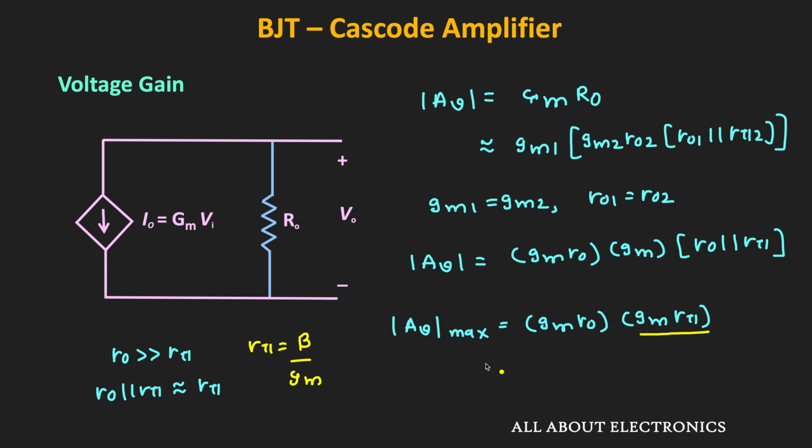So from this we can say that the maximum value of the voltage gain is equal to beta times Gm times R0, and this Gm times R0 is the intrinsic gain of the common emitter stage. So we can say that the maximum value of the voltage gain for this cascode amplifier is equal to beta times A0, where A0 is the intrinsic gain of the common emitter stage. As you can see, due to this cascode configuration, the gain and the output impedance of the amplifier increase by a factor of beta.